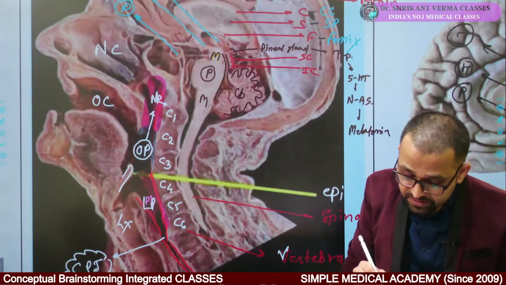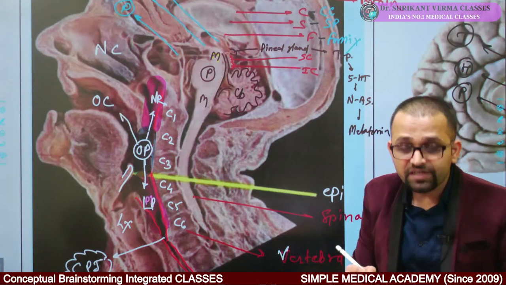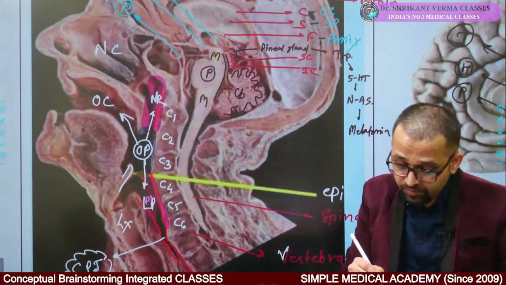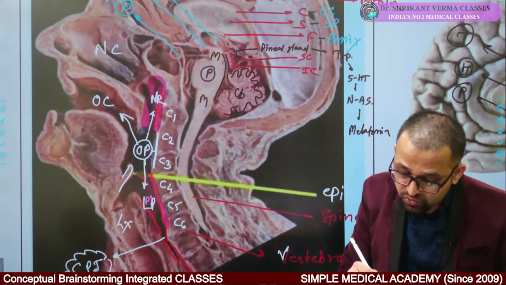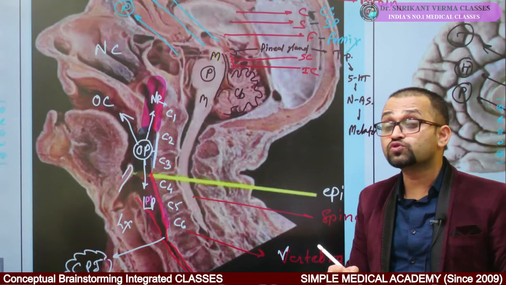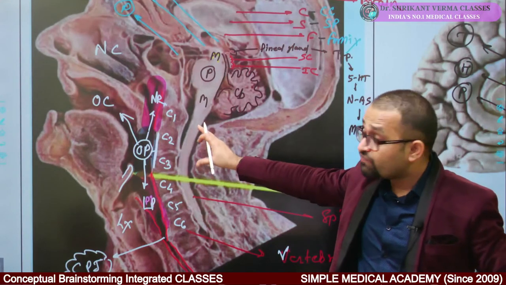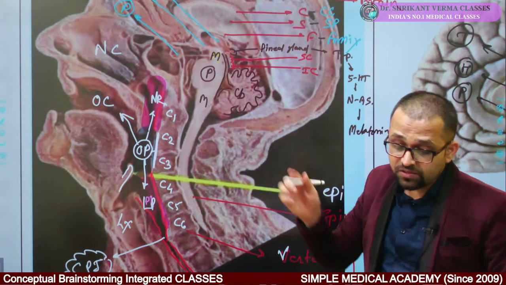nasopharynx. Inferior boundary, laryngopharynx. Entry boundary, oral cavity. Posterior boundary, second part, two cervical vertebra, C2, C3. Examination by pharyngoscopy. So these all are the boundaries.